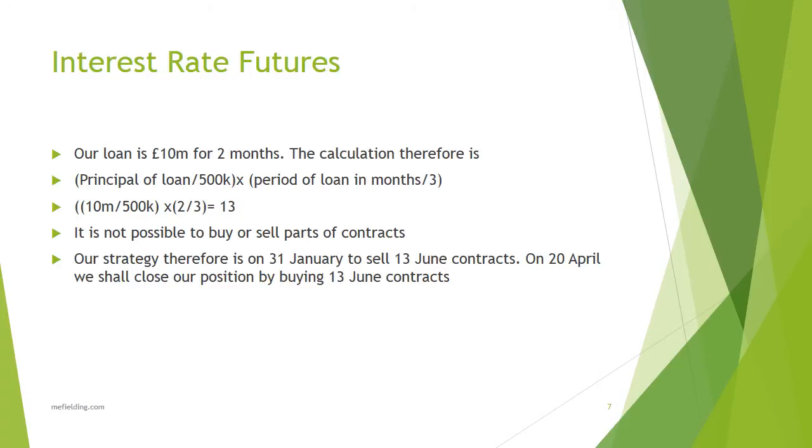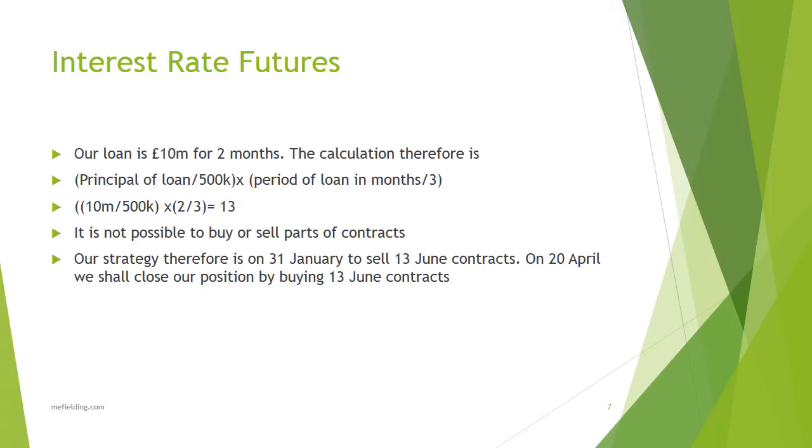So our company here wanted 10 million for 2 months. So therefore the additional interest that will be matched by the contracts, in other words, how many contracts do we need, is 10 million divided by 500,000 multiplied by 2 months divided by 3 months. Have a look at that formula. That will tell you your number of contracts. Very, very simple, and if you learn that formula, it will always work for you.